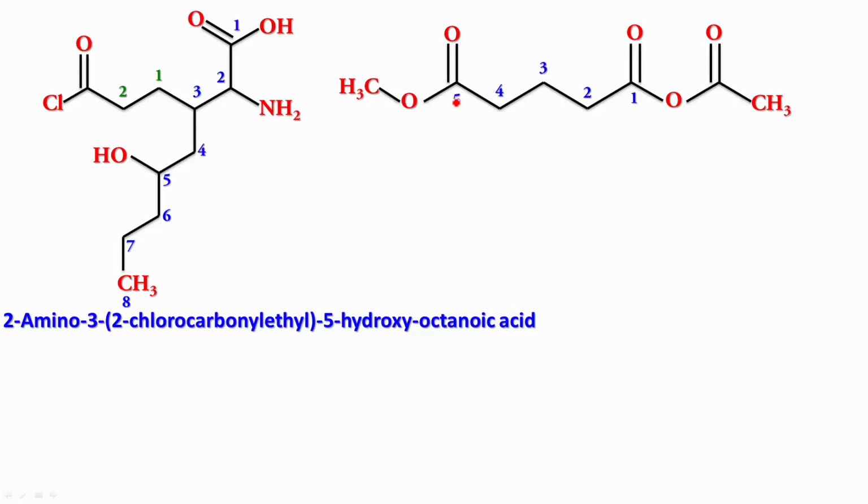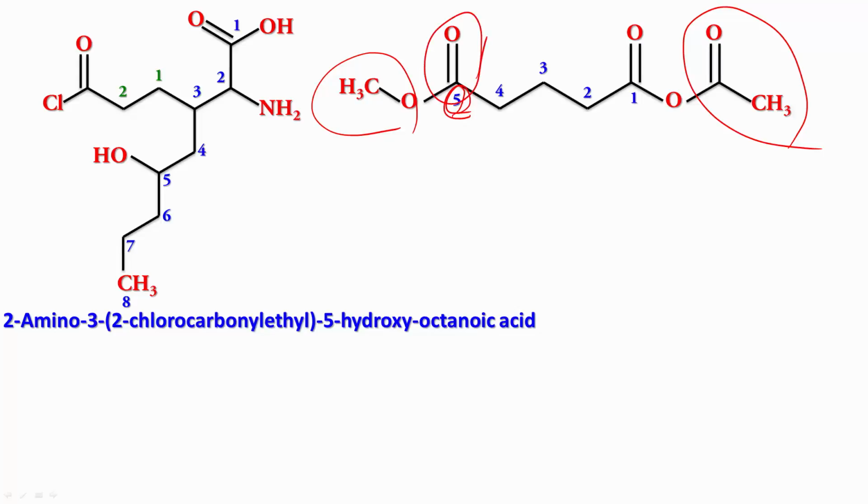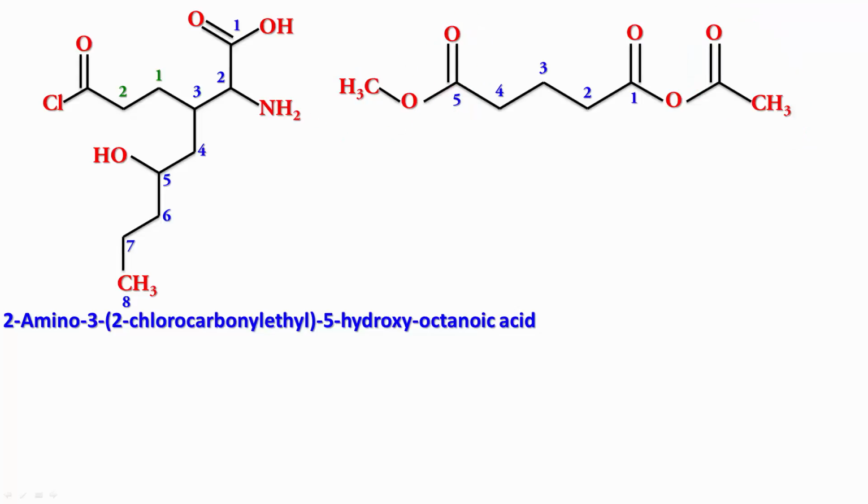So, write the name of this anhydride. This is going to be ethanoic, 5-methoxy, 5-oxo pentanoic anhydride. Ethanoic, 5-methoxy, 5-oxo pentanoic anhydride. Let's try one more.